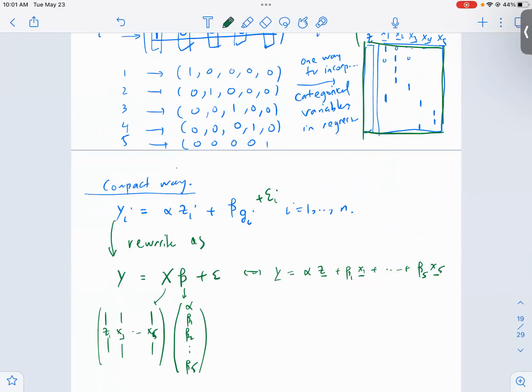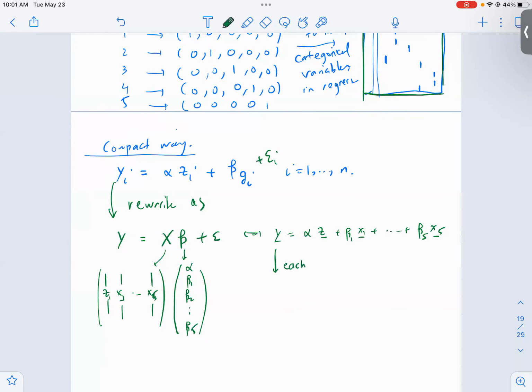Yeah, so if you imagine what happens in this model, if this is like a vector version, then each row would be yi equal to alpha zi plus beta 1 xi1 plus beta 2 xi2, dot dot dot, plus beta 5 xi5. Yeah, I should write it differently. Let me write it a little bit bigger. It's a little bit tricky.